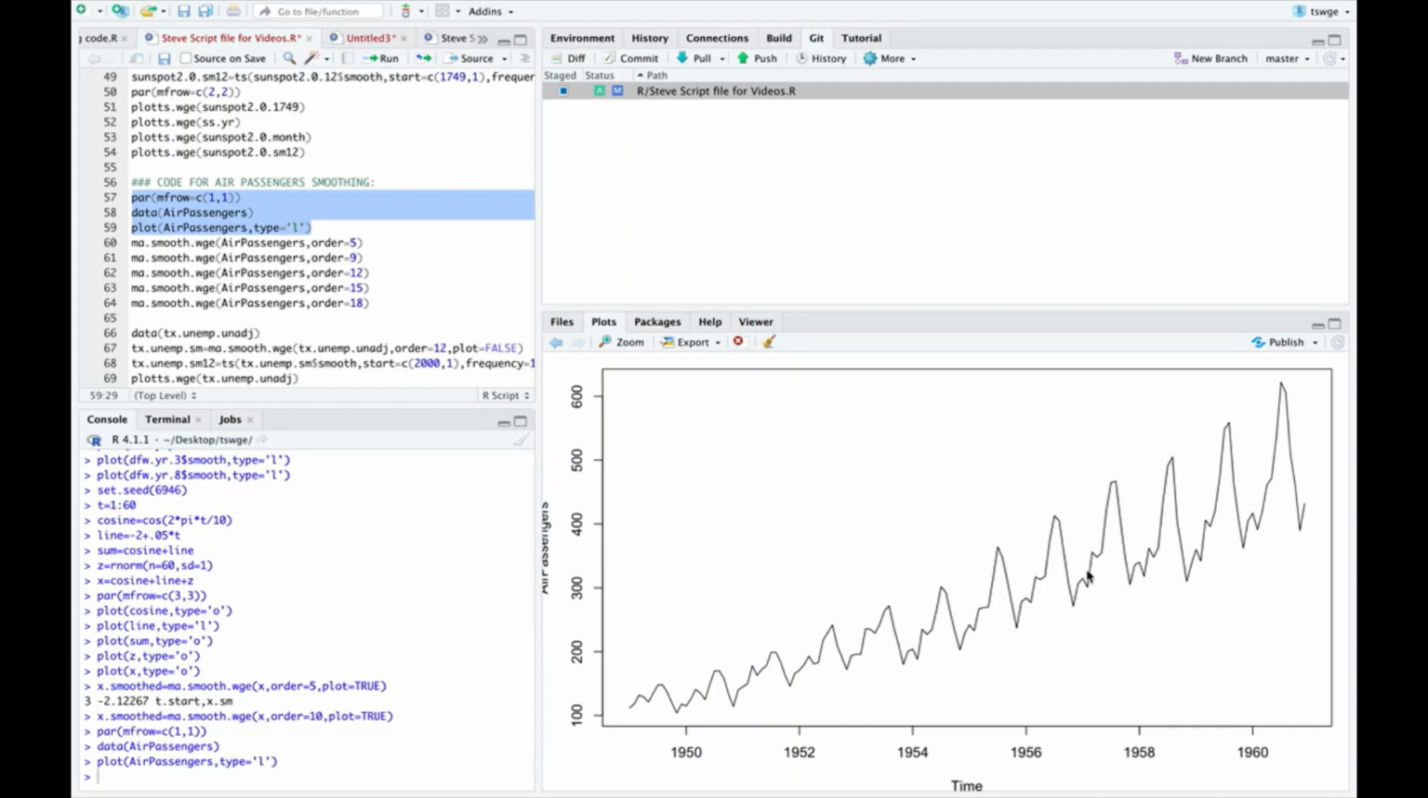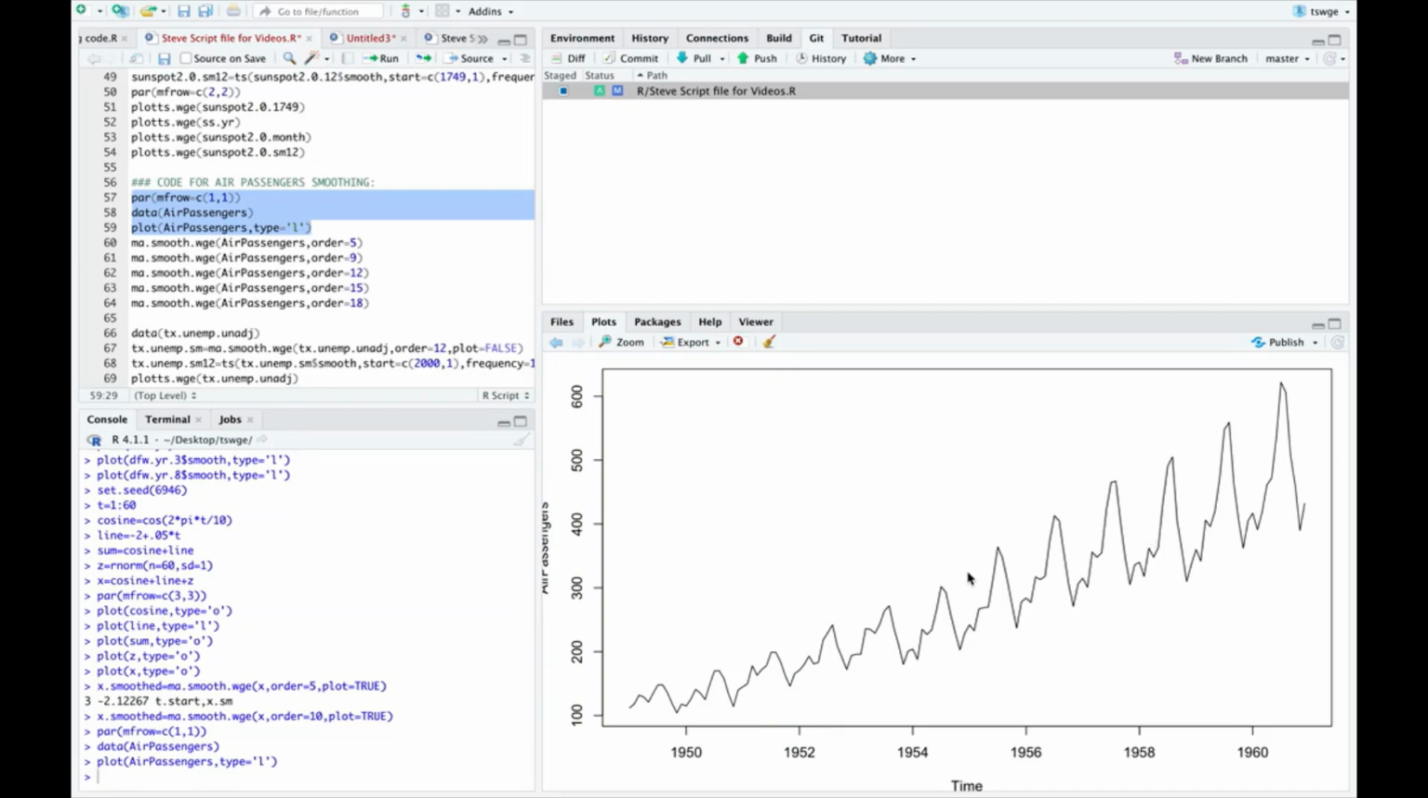Well, first of all, it's got an increasing trend about it. And secondly, we see that the fluctuations, that is the peaks and the troughs, seem to be more and more extreme as time goes on. We call this a multiplicative model as opposed to an additive model. And we've talked about that before, but that is the air passengers data.